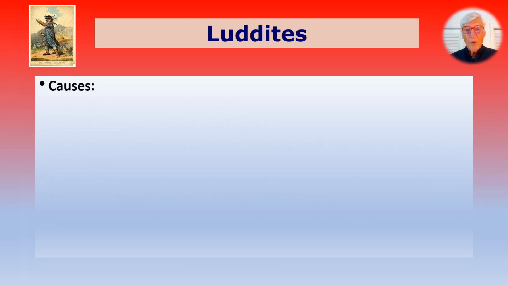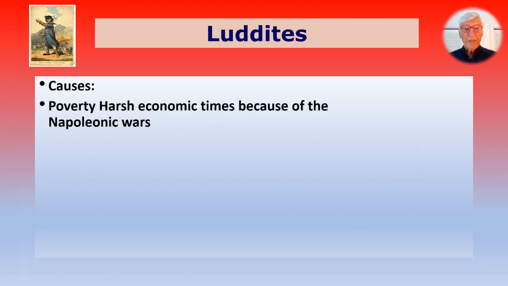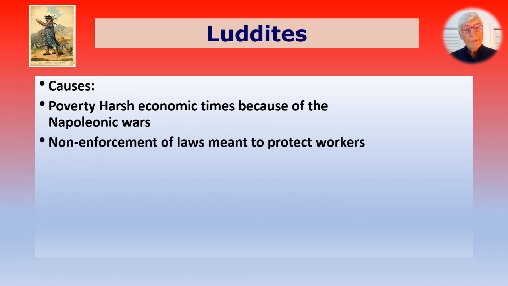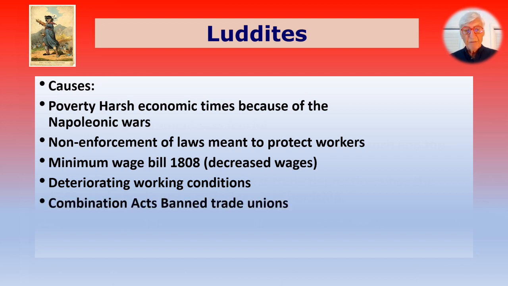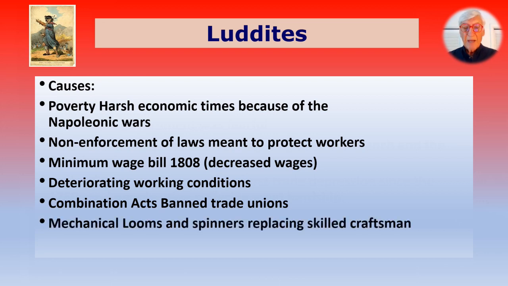What were the causes? The poverty, harsh economic times because of the Napoleonic Wars, and non-enforcement of the laws, and there weren't very many of them, meant to protect the workers. And the minimum wage bill of 1808 actually decreased wages for the people in the United Kingdom and England. Deteriorating working conditions: the factories were becoming increasingly dangerous. Combination Acts banned trade unions. Mechanical looms and spinners replaced skilled craftsmen.